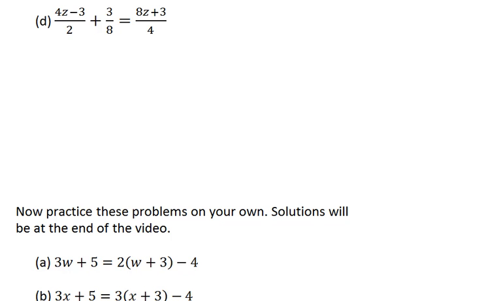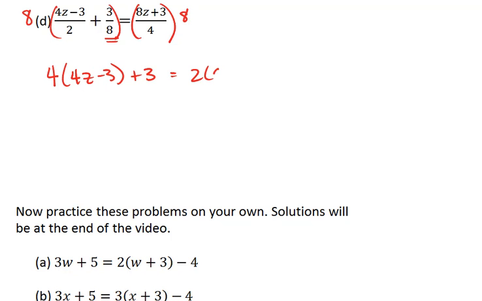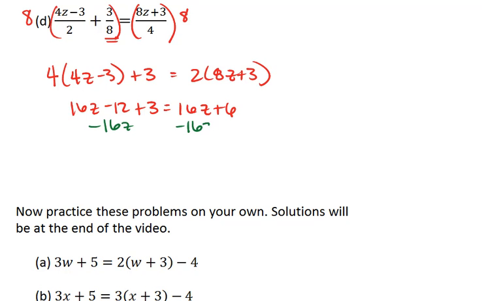Lastly, we have 4z minus 3 over 2 plus 3/8 equals 8z plus 3. Again, we want to get rid of this denominator. So 8 is our highest, which means we'll multiply both sides by 8. We're left with 4 times 4z minus 3 plus 3 equals 2 times 8z plus 3. 16z minus 12 plus 3 equals 16z plus 6. Subtract 16z from both sides.